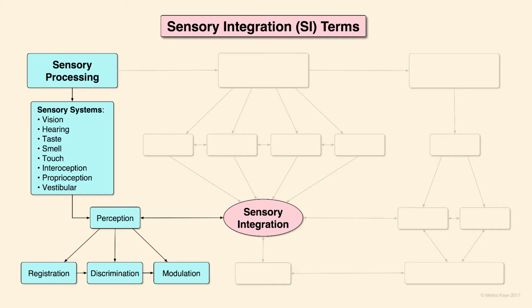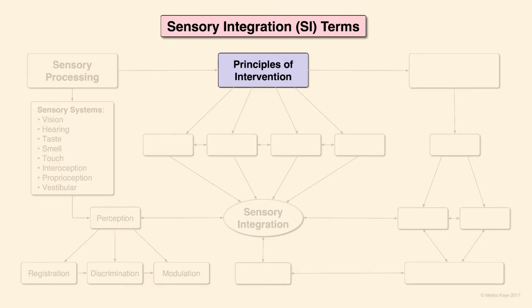Now we will change gears and learn about 4 big ideas related to how we use sensory integration treatment to help people with SI difficulties. Collectively, we'll call these the principles of intervention, as you can see in the purple box in the middle of the screen.